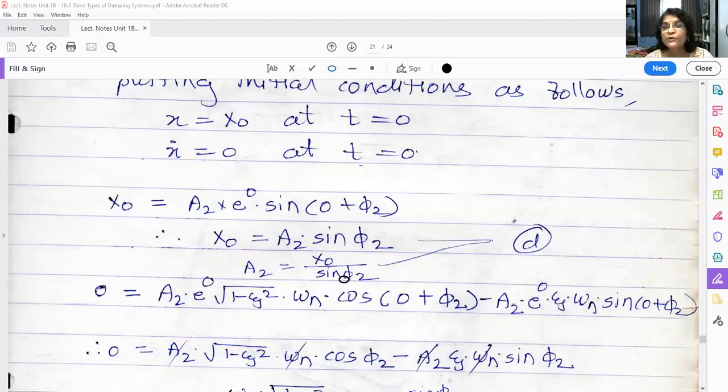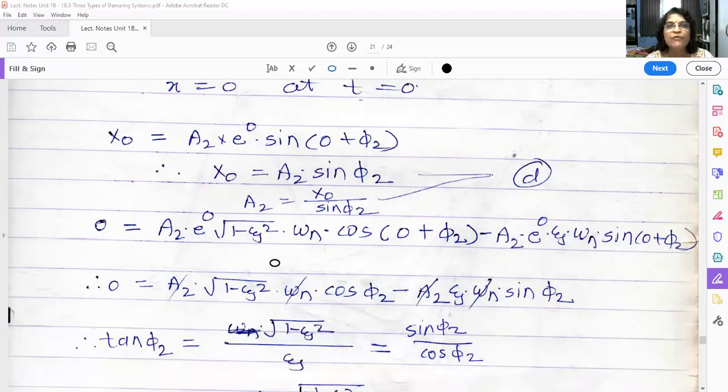Now phi 2 is also unknown. Phi 2 is the other constant. So we will get this value after putting the second condition. What is your second condition now?